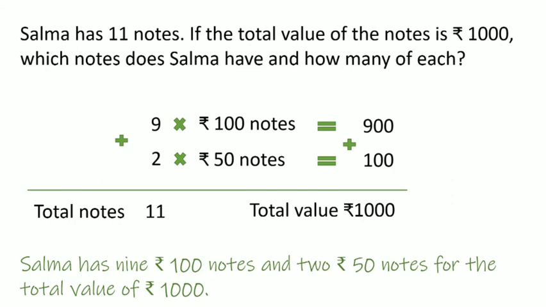So students, this is the easy way you can find out how many notes of each denomination a person may be having if you have the total amount and the total number of notes the person is having. I hope you have understood the sum.